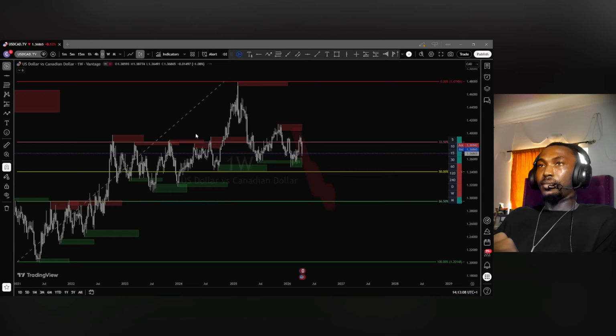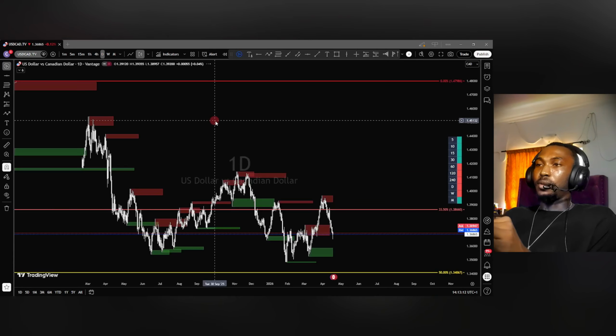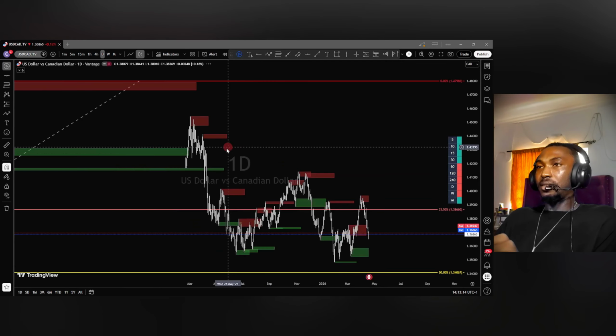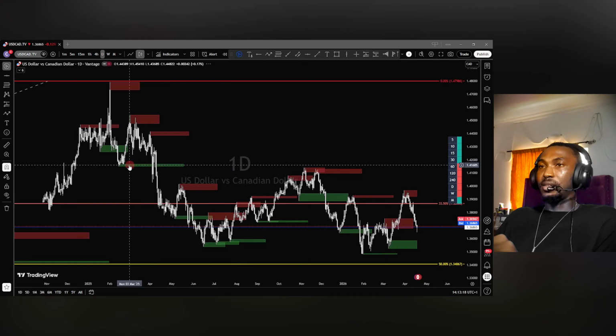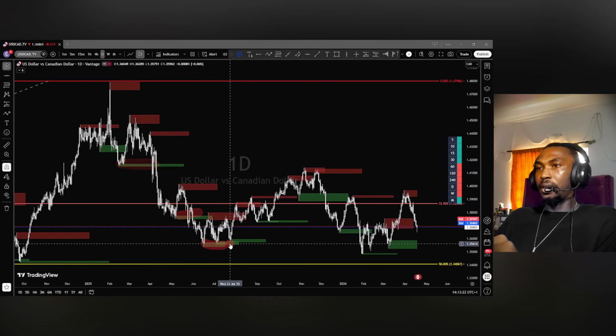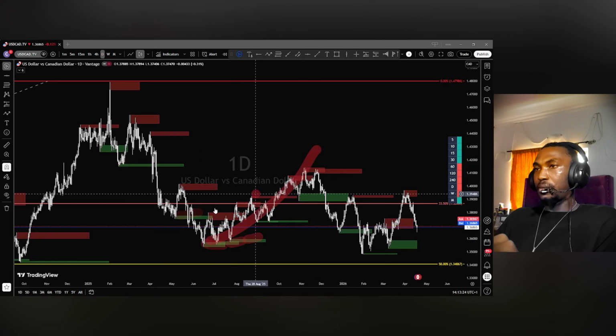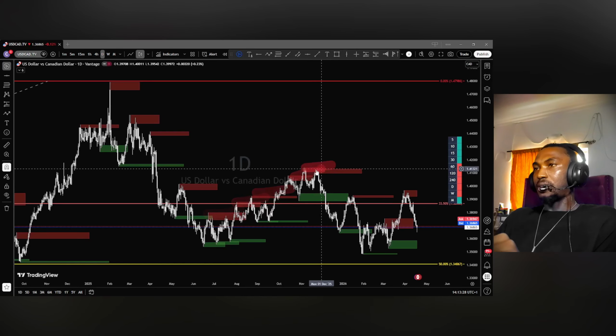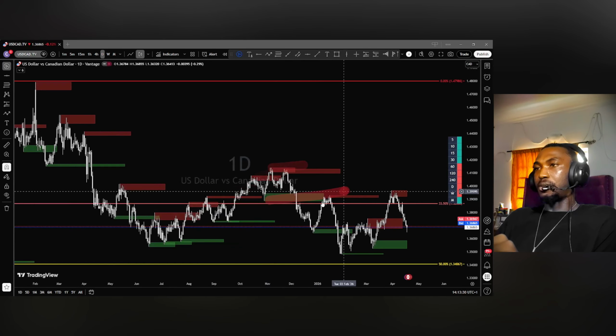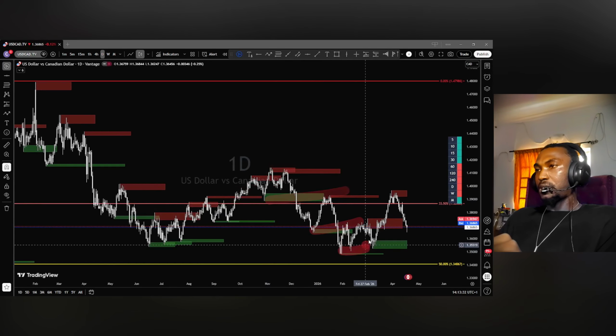Now on the daily, what do we do? We dive down to the daily. What are we looking for? What is getting dismantled the most? What is getting invalidated? You can see demand zones are getting invalidated all through here until we saw this pullback where supply zones started getting invalidated. But at this point, it stopped, and demand zones started getting crushed again.